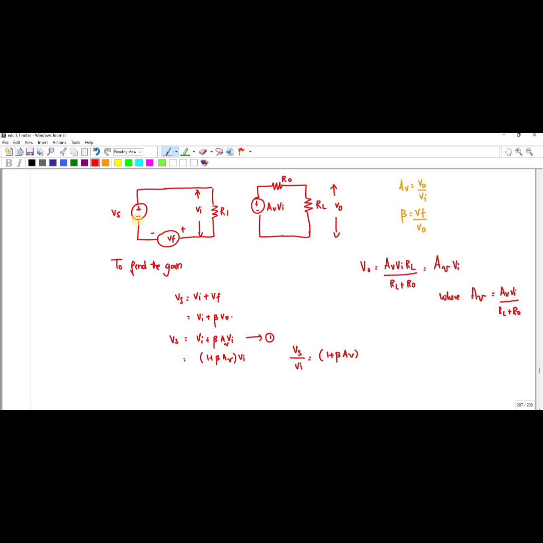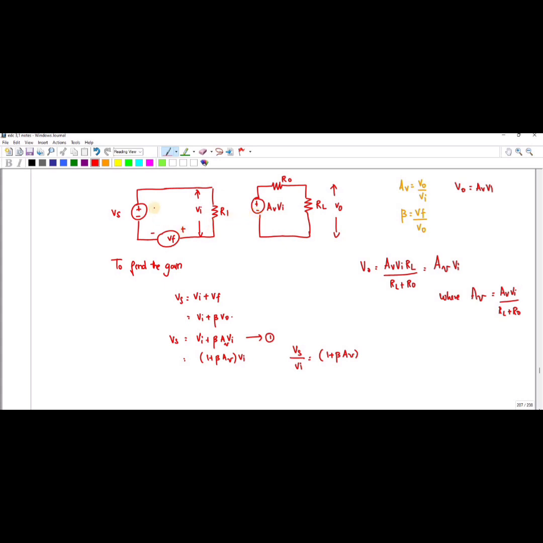So Vs is your source voltage, Vf is your feedback voltage, and Vi is the input voltage. This I have replaced like this. Since it is a voltage gain, I can write V0 = Av Vi. This circle represents V0, the gain. Since it is a voltage, I am writing it as plus minus, like this symbol. So the first step is to find the value of gain.